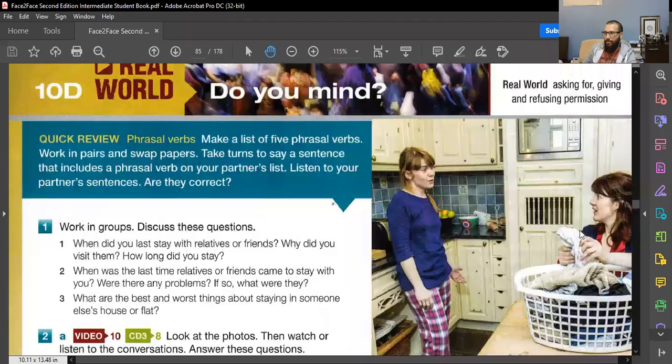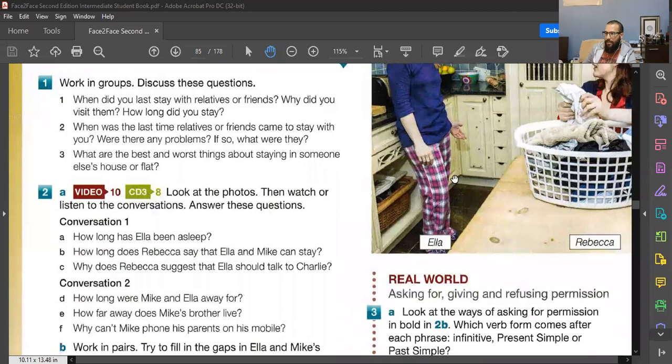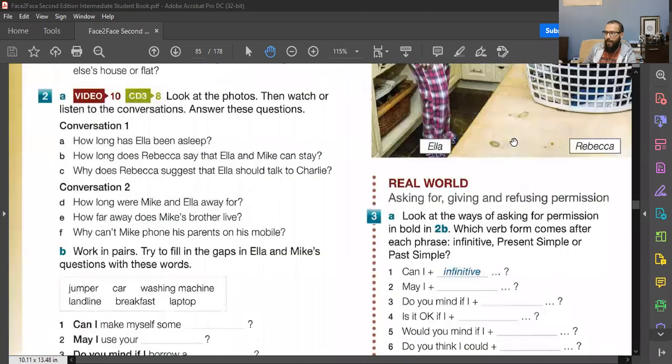In our last lesson, we talked about asking for permission, giving permission, and refusing permission. We saw the story of these two friends, Ella and Rebecca.